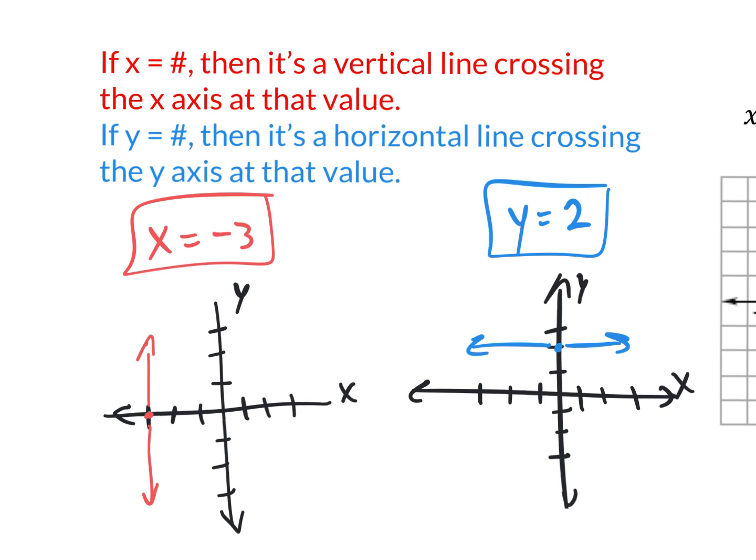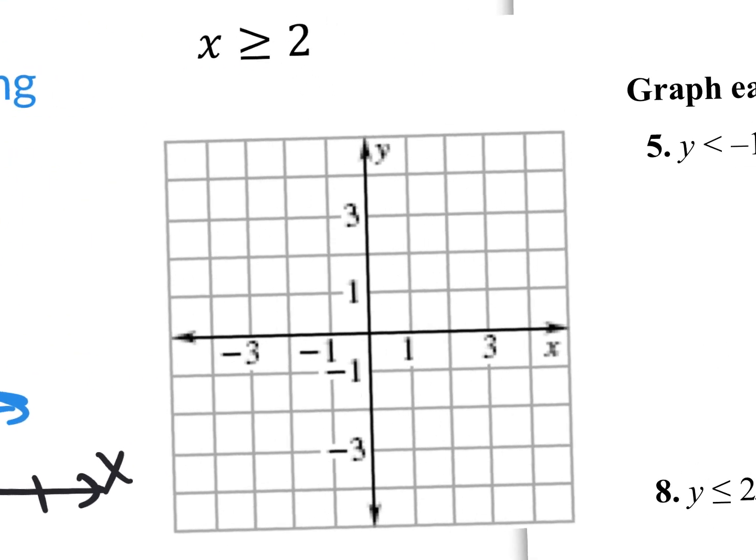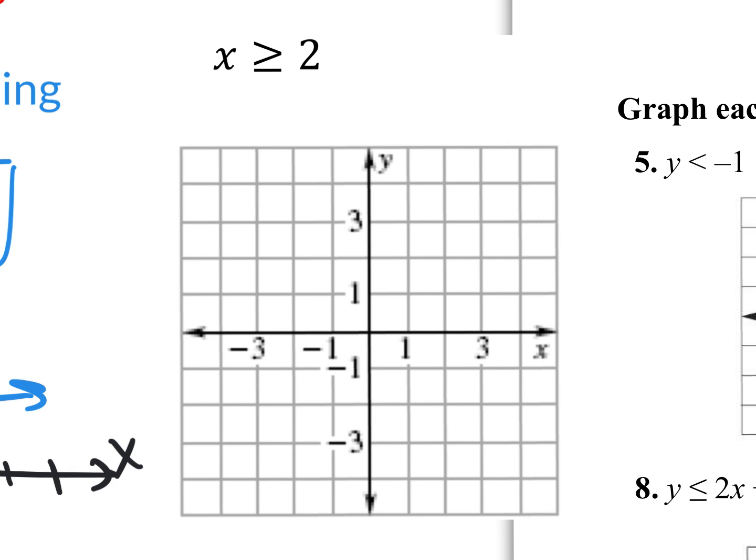Now, we need to remember that from before to be able to graph this inequality right here. X is greater than or equal to 2. Now, this is still not on your worksheet, but it's still important to understand. You're going to go to the x-axis, go to 2, put a dot right there, and draw your vertical line right through it.